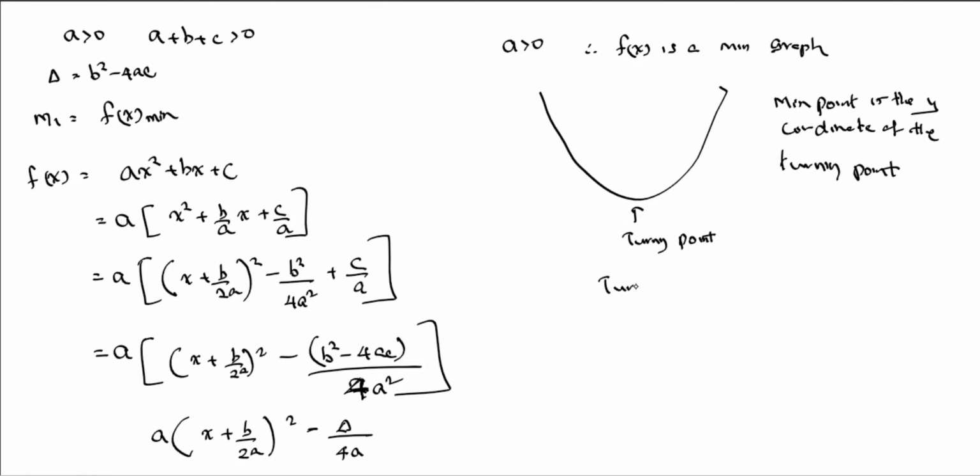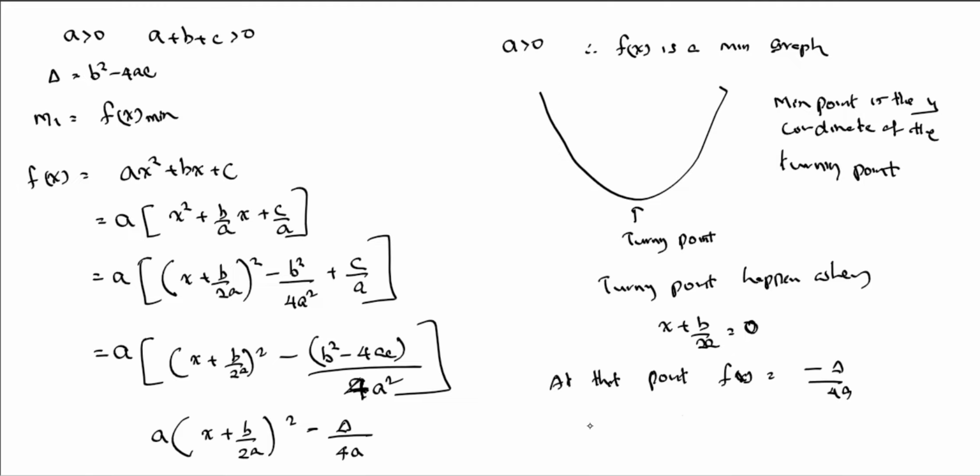The turning point happens when this bracket part becomes 0, x plus b over 2a equals 0. At that point f(x) is minus delta over 4a. Therefore we can say m1, which is the minimum of f(x), equals minus delta over 4a. Basically at this turning point you have the minimum point. The turning point happens when this part becomes 0. Very easy.